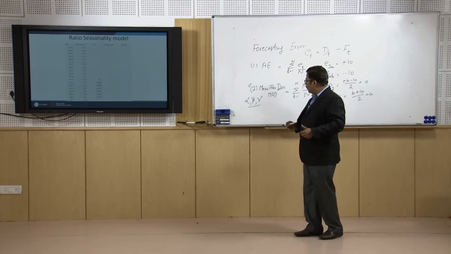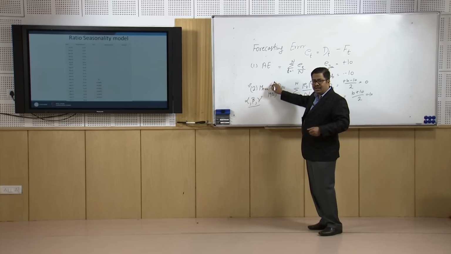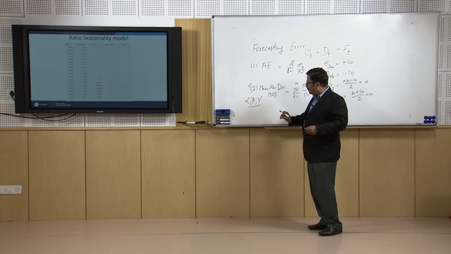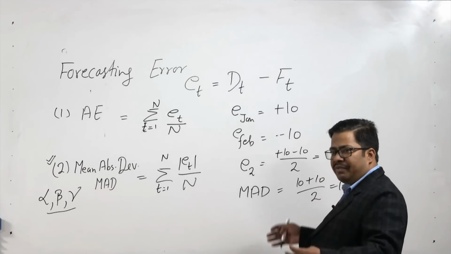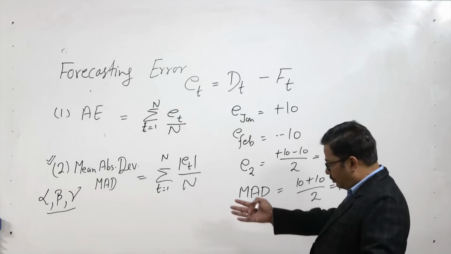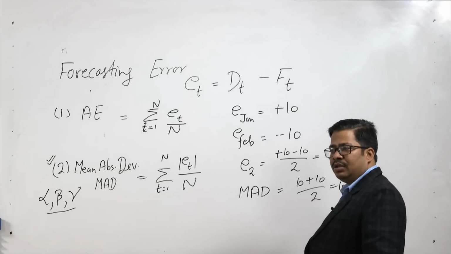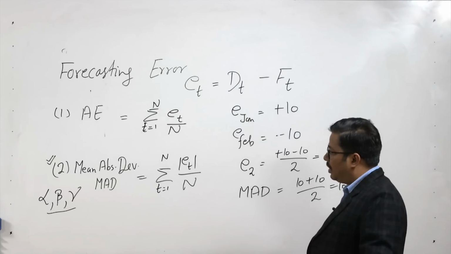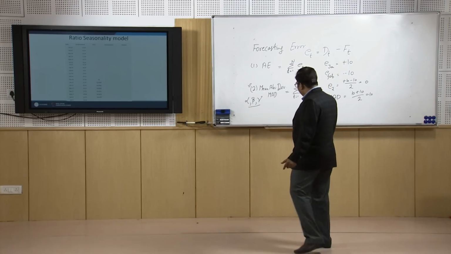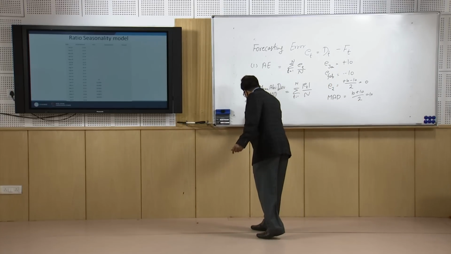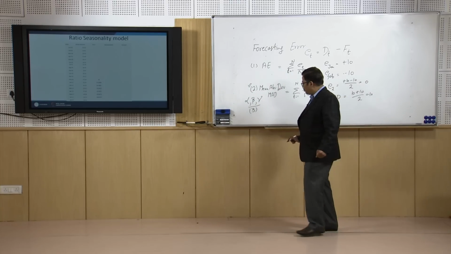For that also we take the help of mean absolute deviation, and by putting different values of alpha, beta, gamma, you calculate the MAD values, and whichever set of values gives you minimum value of MAD, that is your selected value of alpha, beta, gamma for a particular set of data, for a particular case of forecasting.